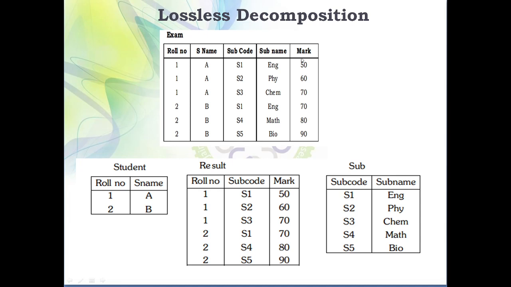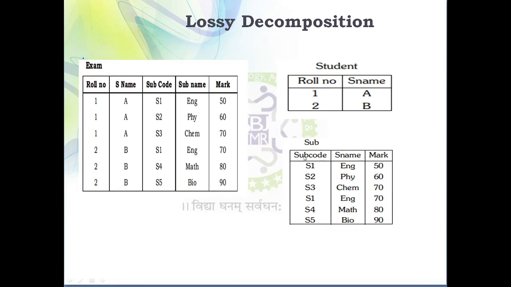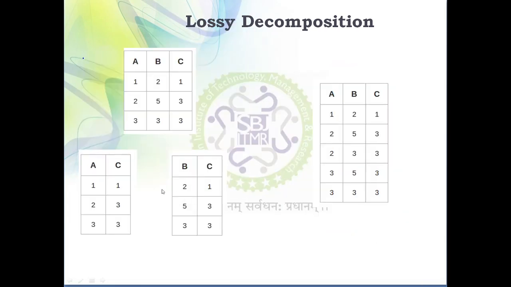So one more thing that you need to understand: in case of lossless decomposition, whenever we are decomposing and the subtables have a common attribute, one of the common attributes between these two tables should be a prime. Then and only then your decomposition would be a lossless decomposition. And in the lossy decomposition, you can see that though a common attribute is there, in both the tables it is non-prime. That's why it is lossy decomposition.